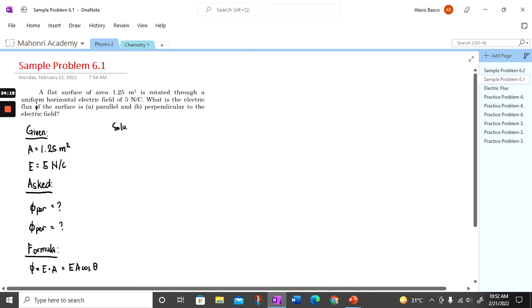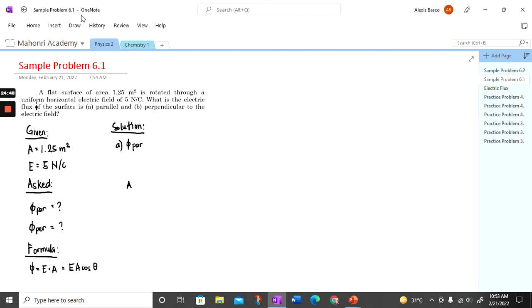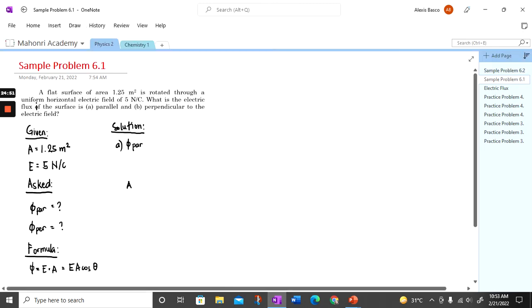So let's write our solution. Let's begin by solving the electric flux when the surface is parallel to the electric field. So what that means is that I have a surface. Think of this as my surface right here. Maybe let's try and use this instead, so it's flat. So I have my surface.